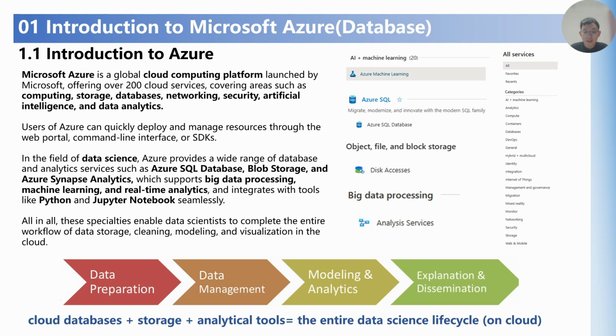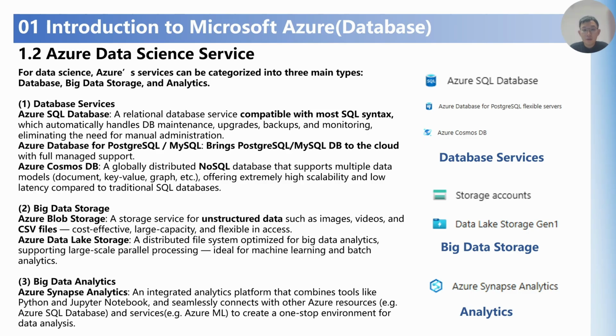We can summarize this with a single equation. Cloud databases plus storage plus analytic tools equals the entire data science lifecycle on the cloud, from data preparation to the final dissemination. Now, let's go into the 3 main types of service Azure offers for data science: database, big data storage, and analytics.